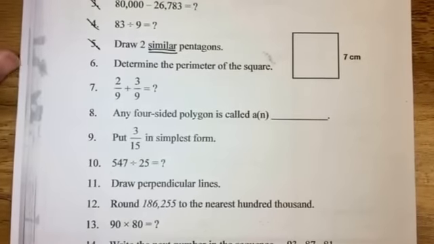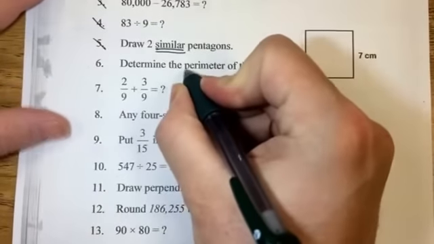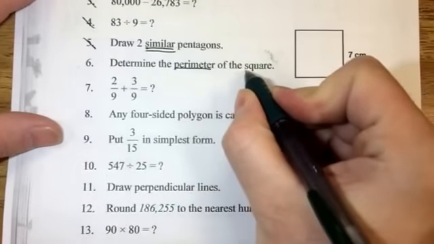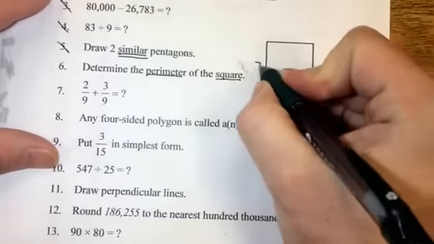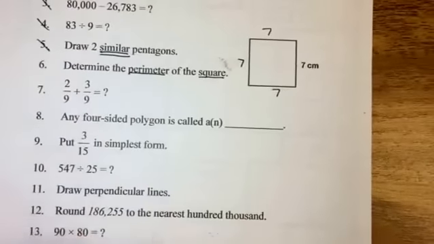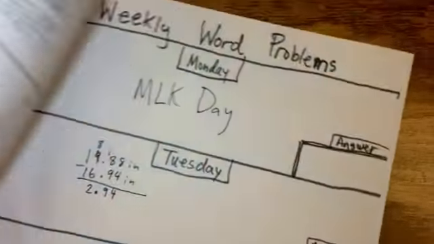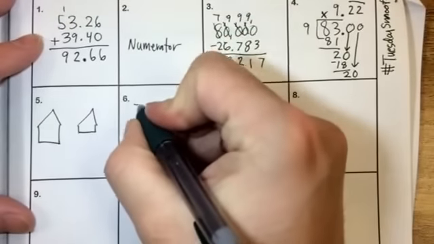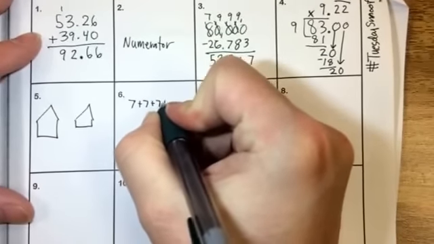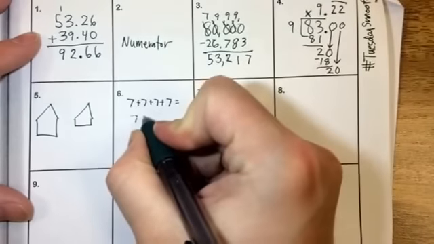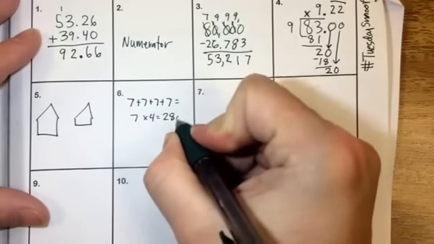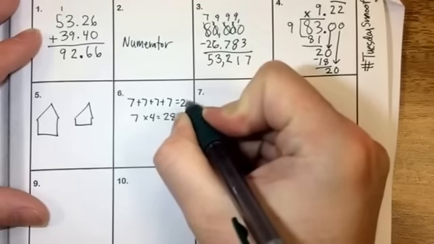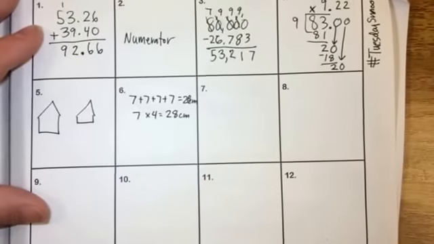All right, problem number 6 says determine the perimeter of the square. Great thing about a square is I know that all of the sides are the same. So each one of these sides is 7 centimeters. There's 2 ways that I can do this, and both are going to give me the same answer. I can do 7 plus 7 plus 7 plus 7, or I can just do 7 times 4. Both will give me the same answer of 28 centimeters.